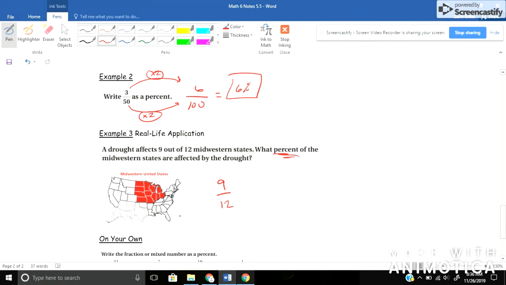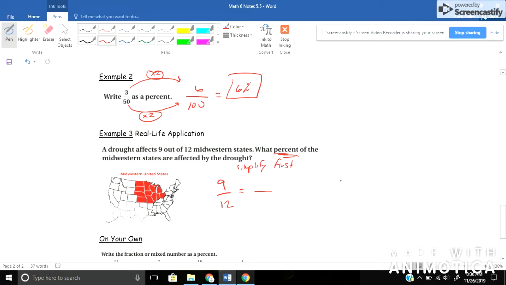Well, you might be thinking to yourself, how in the heck can I go from 12 to 100 by multiplying by a number? Well, you can't multiply by a whole number to get from 12 to 100. You have to multiply by a decimal. So the other thing that I'll give you a hint of you can do is first you can simplify and then you can get your number to 100.